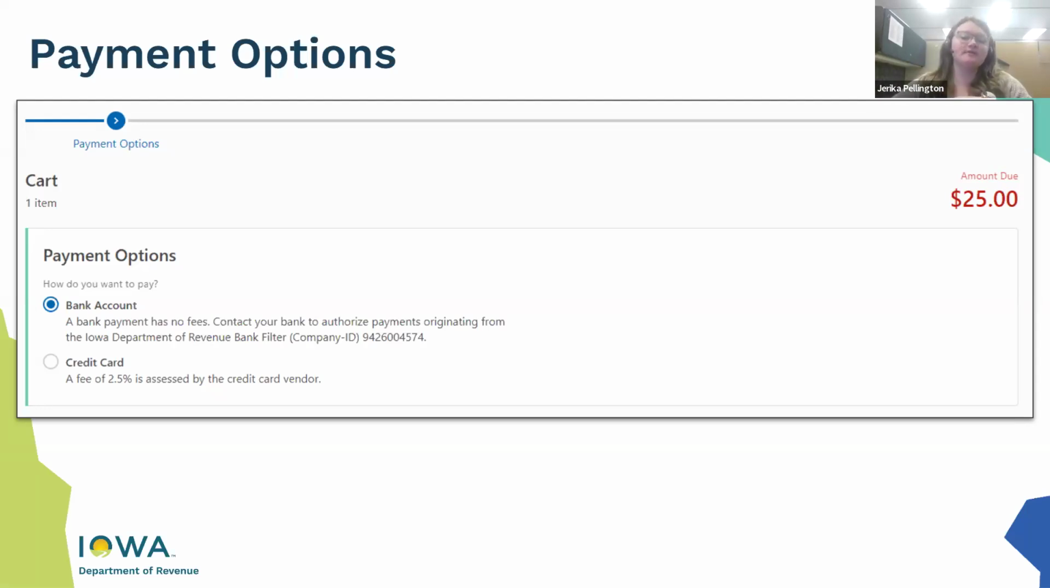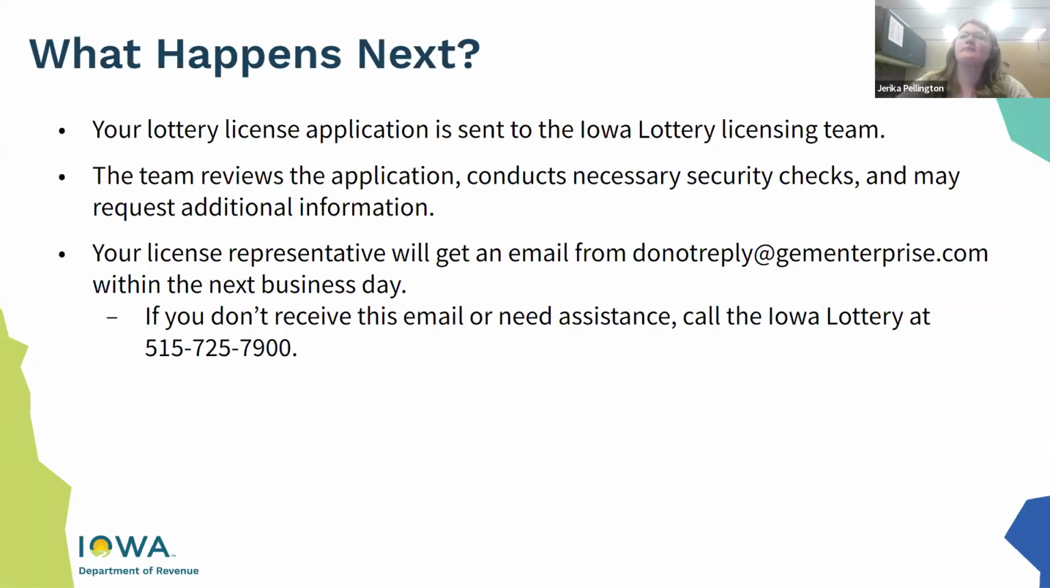Another question that we commonly get is about the credit card. So a fee of 2.5% is assessed by the credit card vendor. I do like to say that this credit card fee is not paid back to the state. This is actually charged and kept by our third-party credit card vendor. So something to keep in mind here. So then what happens next after you pay for your license and you submit that application? So the first step is that lottery license is sent to the Iowa Lottery Licensing Team.